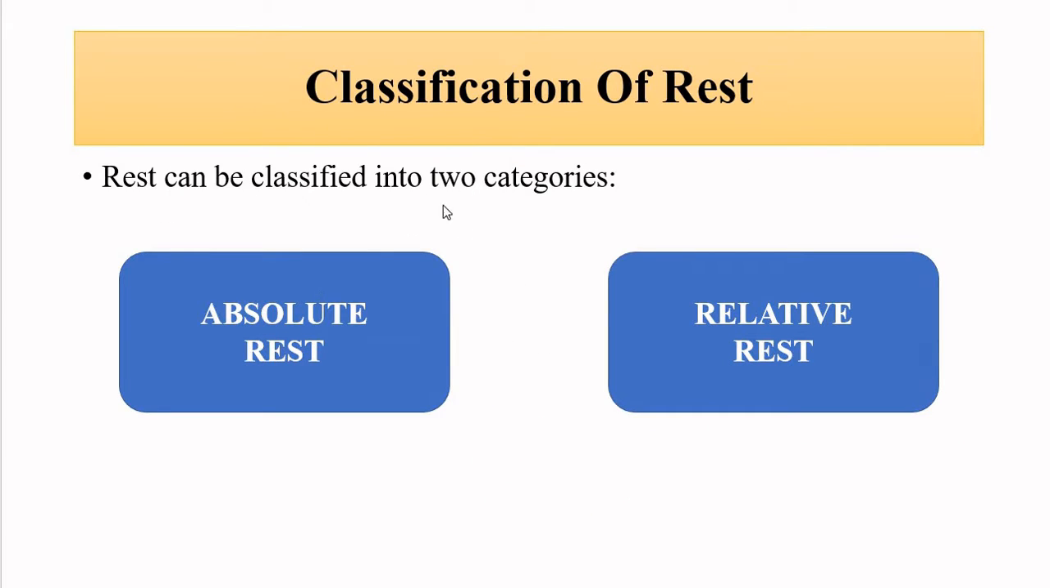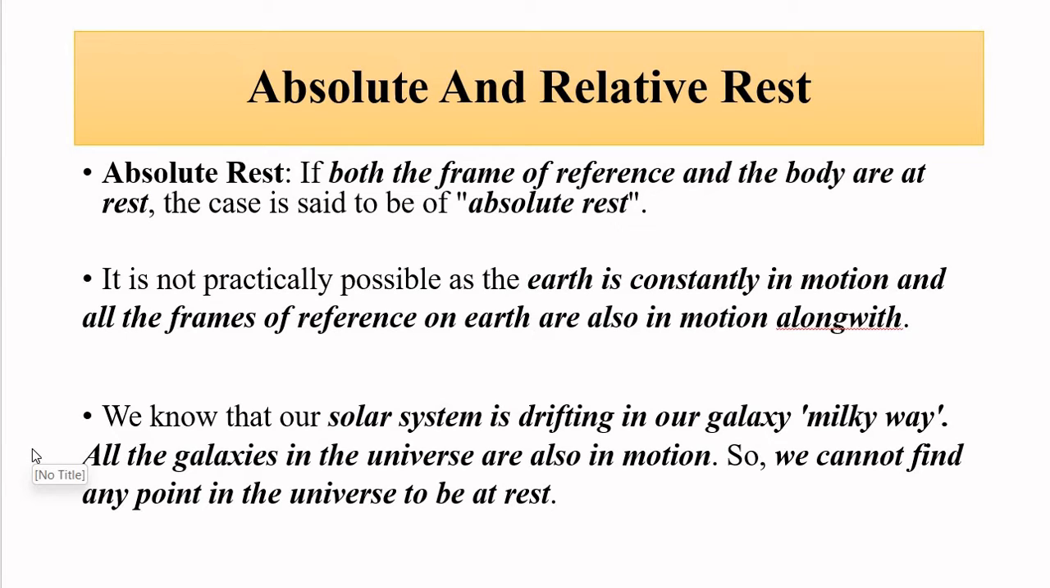So the situation of rest, the resting position of an object, can be classified into two categories. First is absolute rest, second is relative rest. Before this, if you remember, I explained the concept of frame of reference and how for measurements in mechanics we consider earth or ground as the frame of reference. So absolute rest, relative rest, it will bring those things. First let us see what absolute rest is.